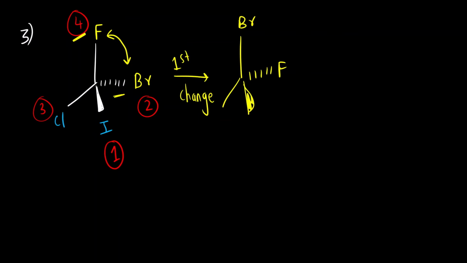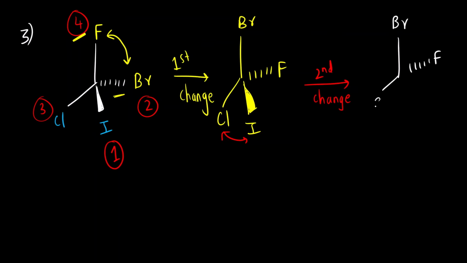Okay, what is the other change that I can do? The other change I can do is, I can exchange the other two groups, chlorine and iodine. That will be my second change, or even number of changes. So I've done the interchanging of the groups two times. So what will I get? Bromine, fluorine, chlorine and iodine we have interchanged. So iodine, and on the wedge there is chlorine.